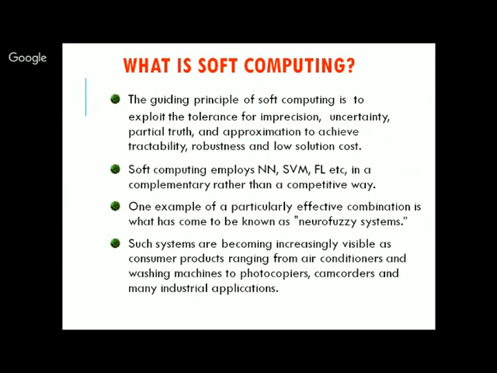So mainly these are neural networks, fuzzy logic, genetic algorithm and other techniques, and also a hybridization of these techniques. See, you have neuro-fuzzy, fuzzy neuro or neuro-GA. So there are various hybrid techniques in which we combine the utility of both of these. Nowadays we use these in air conditioners, washing machines, camcorders, in so many industrial applications also. Such systems are becoming increasingly visible.